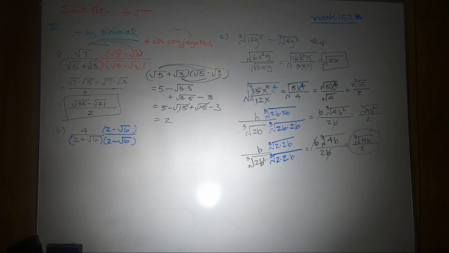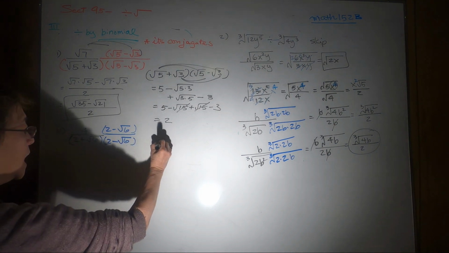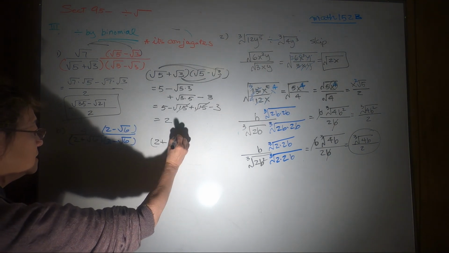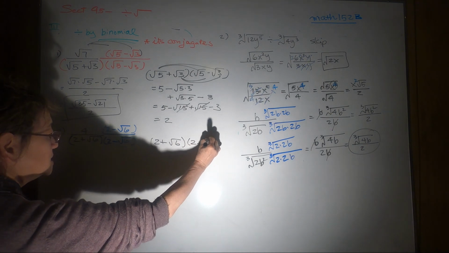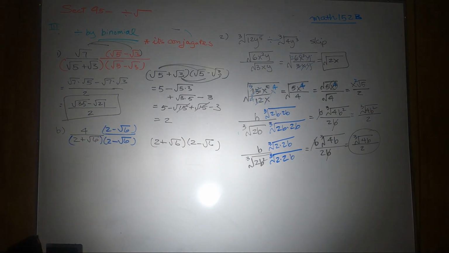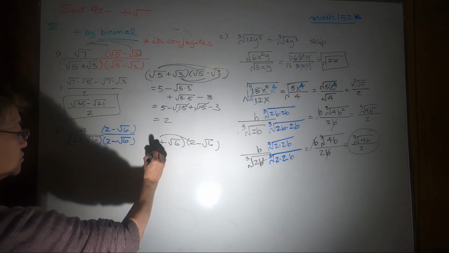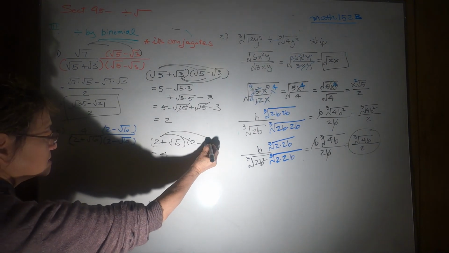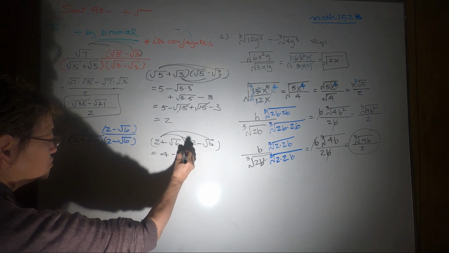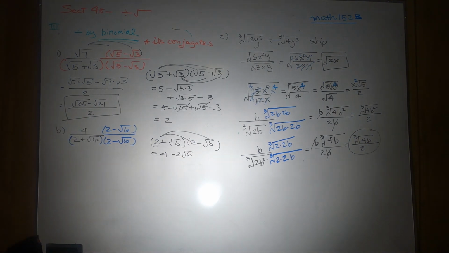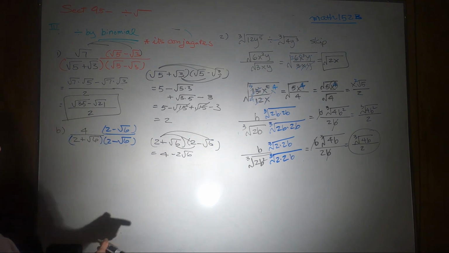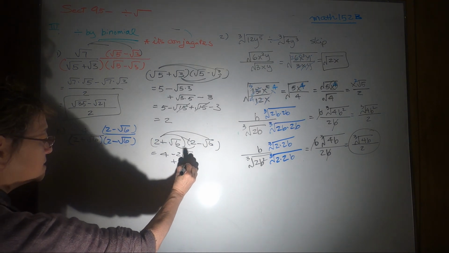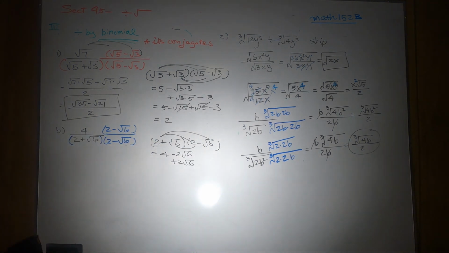Right? So let's check on the bottom first whether or not you can eliminate the crazy thing, right? So 2 times 2 is what? 4. 2 times negative square root of 6 is negative 2 square root of 6, right? Then square root of 6 times 2 is a positive 2 square root of 6, right?